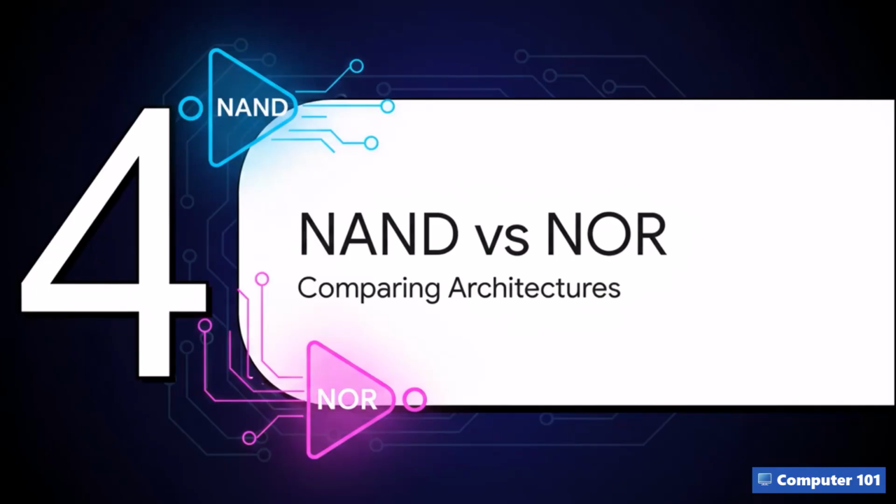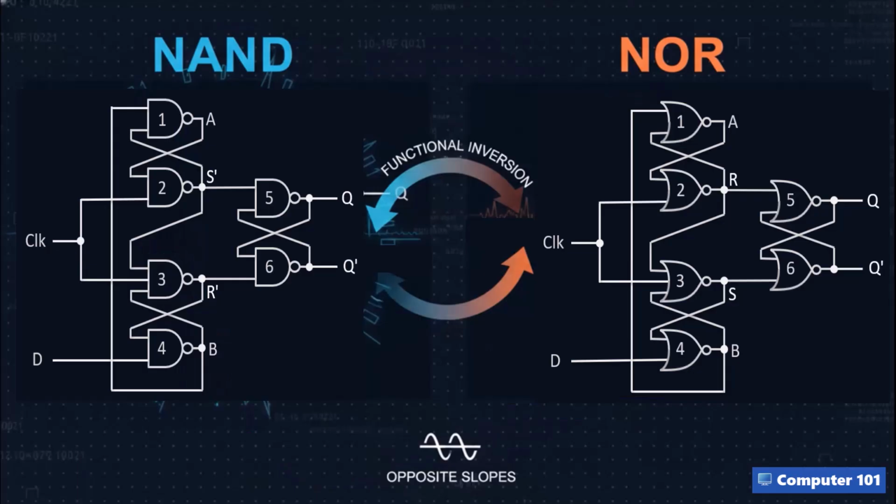Section 4, NAND versus NOR comparison. So what's the big takeaway when we put these two architectural configurations head-to-head? Well, comparing the NAND circuit on the left with the NOR circuit on the right, you can really see the incredible structural parallels. They both use a super efficient 6-gate layout. They both use gates 1 through 4 to sample the data and lock it down right on the clock edge. And they both use gates 5 and 6 as the actual memory latch.